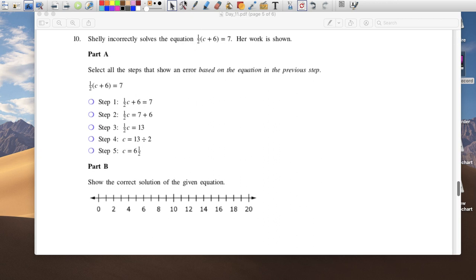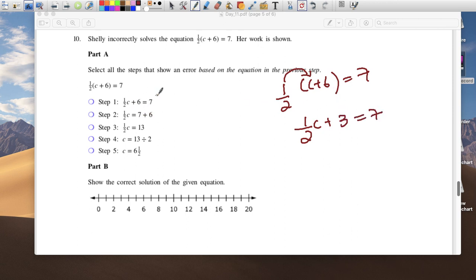Number 10, Shelley incorrectly solved the equation. So she did something wrong. Select all the steps that show an error based on the equation in the previous step. So let's just do it on the side here. The first thing we do is apply the distributive property. So 1/2 times c is 1/2 c. And then half times 6 is 3, equals 7. Does she have that? No, she didn't apply the distributive property, so this is wrong. Remember, she has 1/2 of c, but instead of 3, she has 6, so step 1 is wrong.